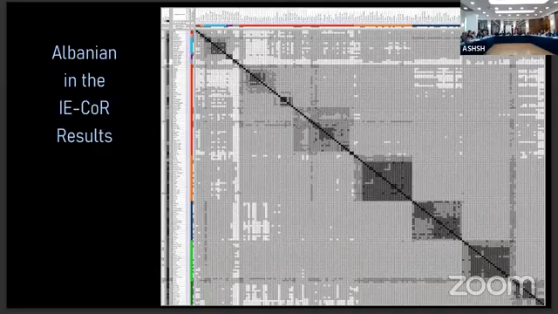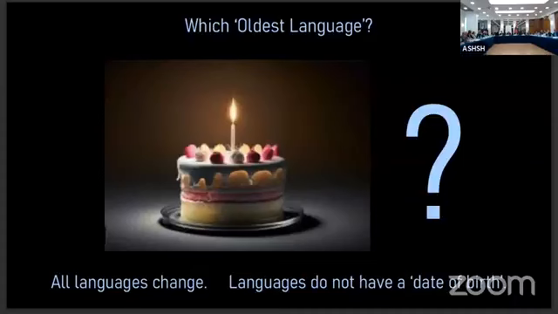This white line right across the top, or down here, that white line is Albanian. And so it's very interesting what that means. It's the one that's most different in many ways to all the other branches, which we'll come back to.